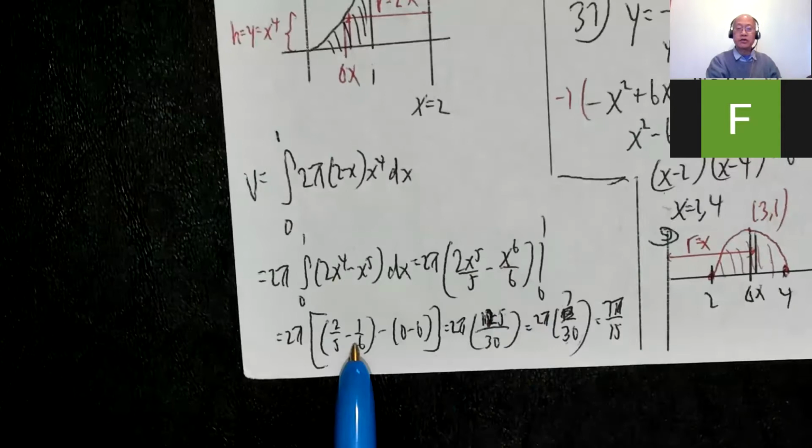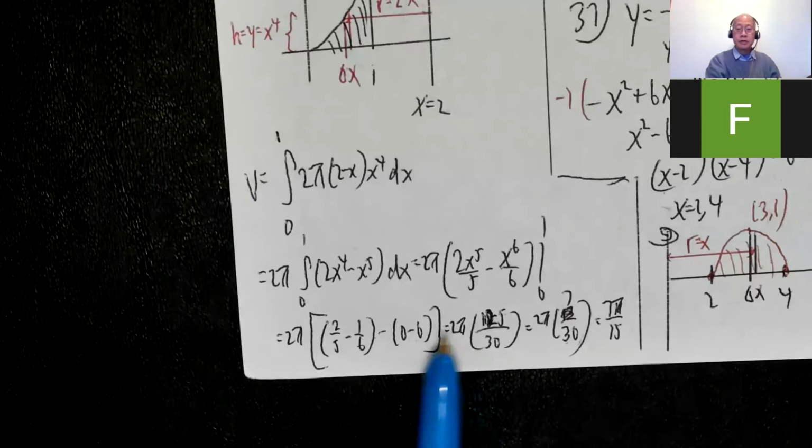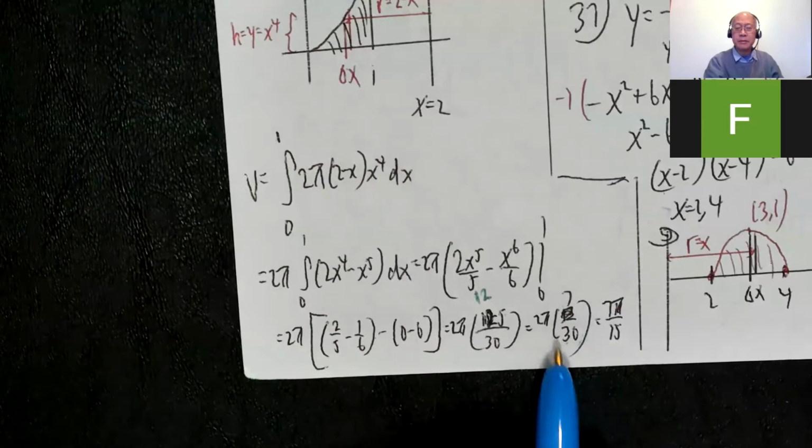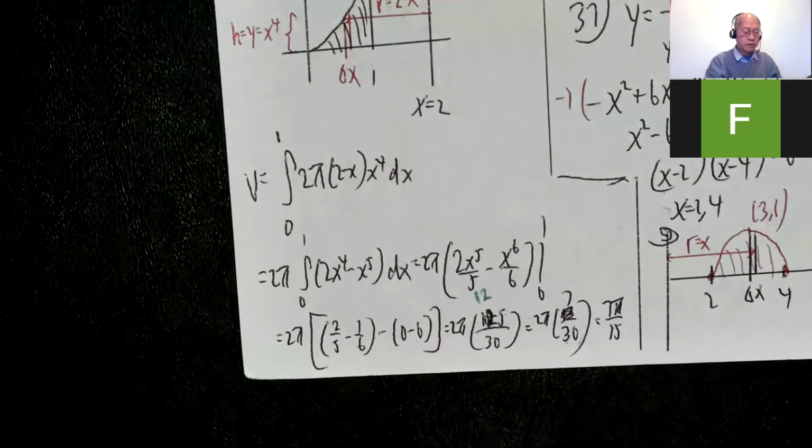A little bit of arithmetic. Common denominator is 30. 12 minus 5. Sorry, that's 12 minus 5. 12 minus 5 is 7. 2 pi times 7 over 30. 2 cancels to 15. Final answer is 7 pi over 15.